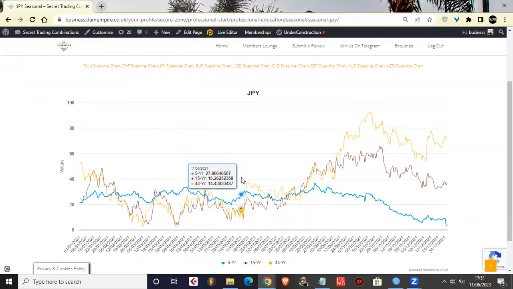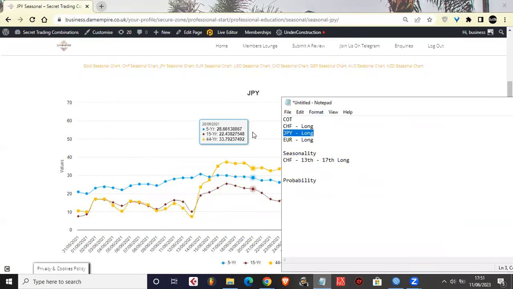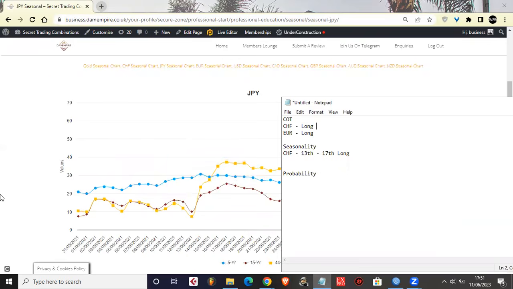So next thing is JPY. We're also looking for JPY to go long, and we're currently around here. From the image right here, we can see the 45 years and the 15 years stay long, but the 5 years looks like it's going to go short. Even though this trade most likely might happen from the 13th to 17th, just like CHF, I will not take this trade because the 5 years is not fully in alignment. So for that reason, I would delete JPY out of the equation.